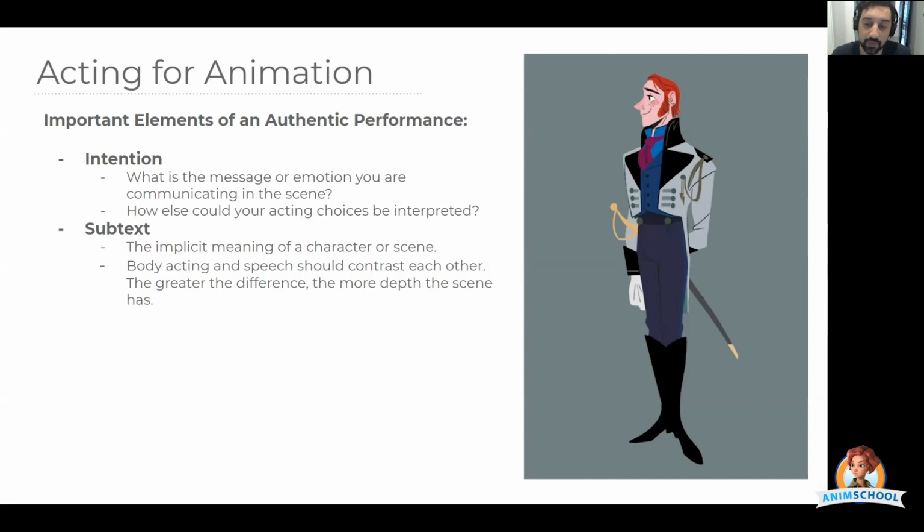So, when the character is saying, "I hate you," for example, but their eyes are kind and they're saying with their face that "I actually love you," that creates that contrast. And that's what subtext is. And the greater the difference, the more depth a scene will have.